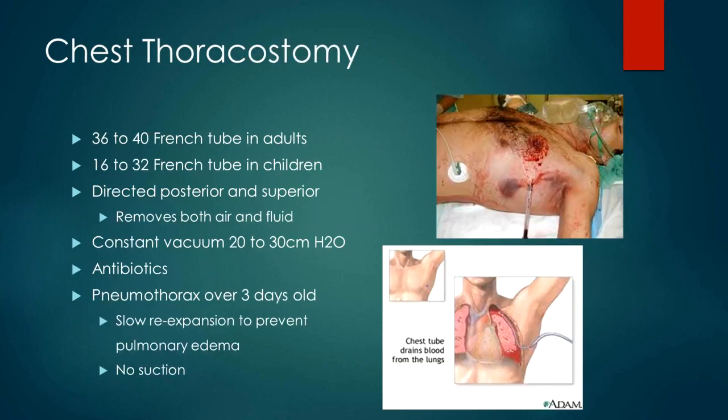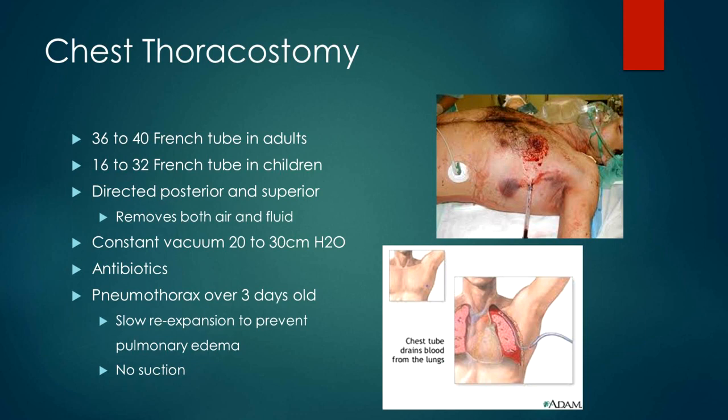Typically, it's chest thoracostomy. The books always talk about going bigger, 36 to 40 French tubes in adults, 16 to 32 French in children. That is not always the case. There's concern that the larger the tube, the more uncomfortable it is for the patient, so you want to make sure that you're trying to take that into consideration as well.